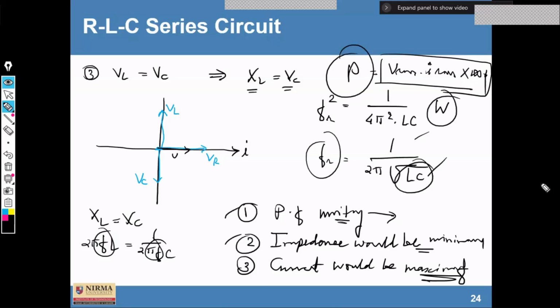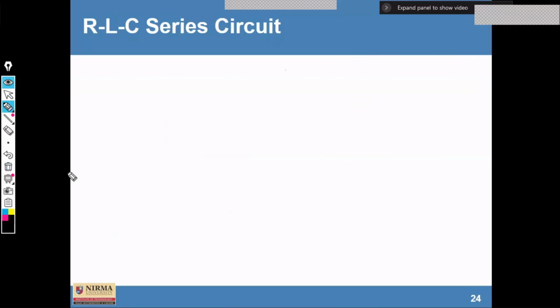Now, based on this, we are going to have a few examples, and these examples are very important even for your sessional examination. Even in the next lecture we'll have a few examples, and then we will start with RLC parallel circuits. So let us start with example number 1.